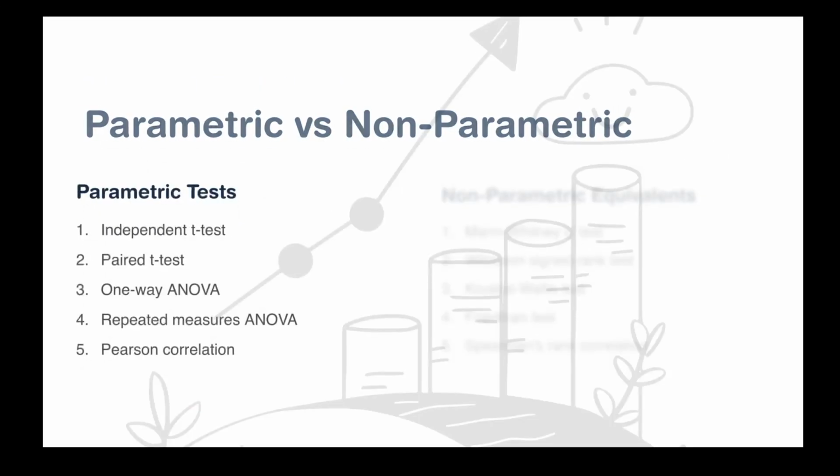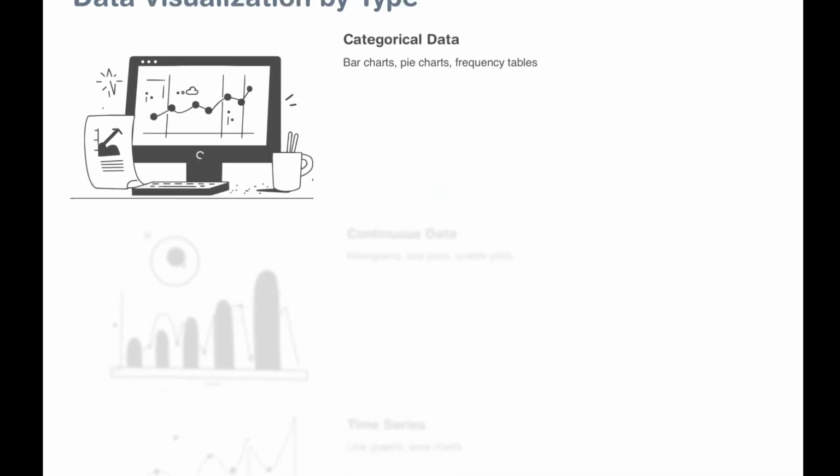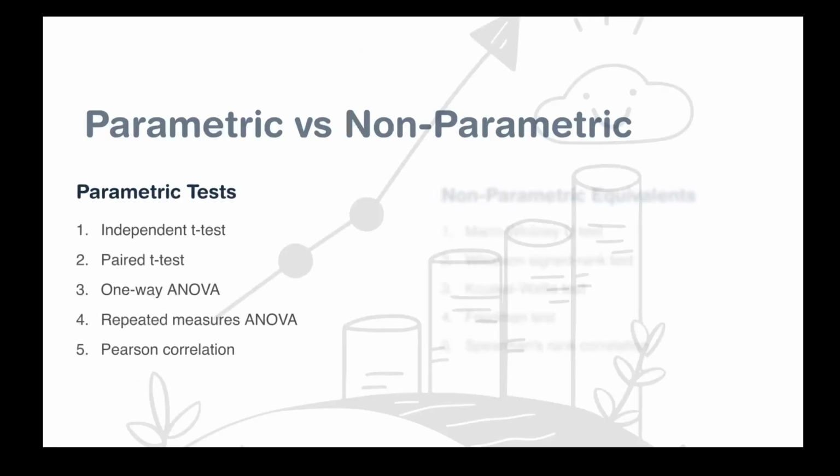So, parametric versus non-parametric. Parametric tests include independent t-test, paired t-test, one-way ANOVA, repeated measures ANOVA, Pearson's correlation. Whereas non-parametric equivalents include Mann-Whitney U test, Wilcoxon's signed rank test, Kruskal-Wallis test, Friedman's test, Spearman's rank correlation. So the various parametric and non-parametric tests are used accordingly based on the data types which we extract.